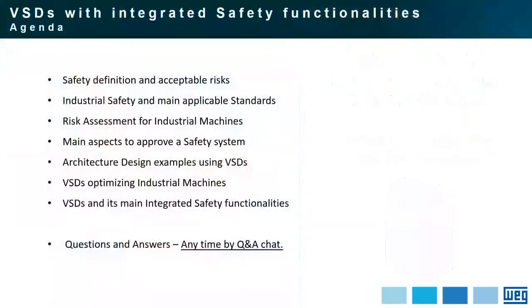Before I start with the topics, let me show the main topics we will discuss today. This is about safety definitions and acceptable risk. Another topic is industrial safety and the main applicable standards for this industrial environment. We'll talk about the risk assessment for industrial machines, the main aspects to approve a safety system, including the complete machine and individual devices.